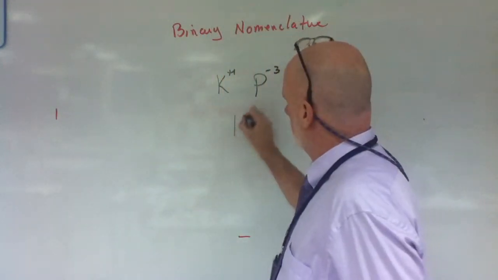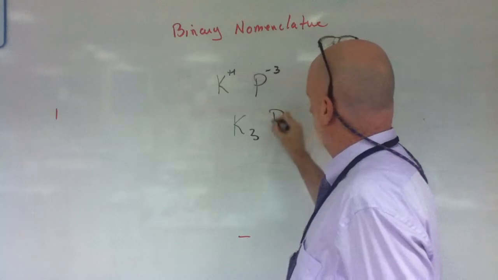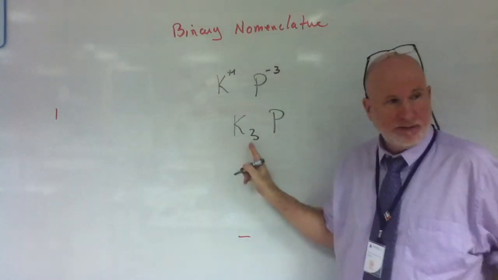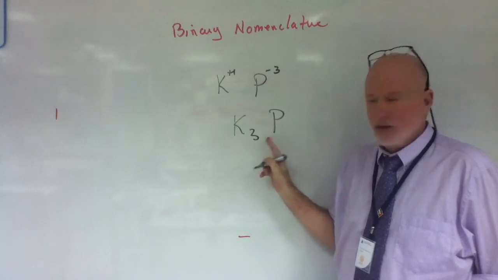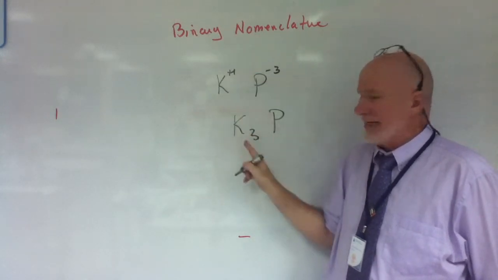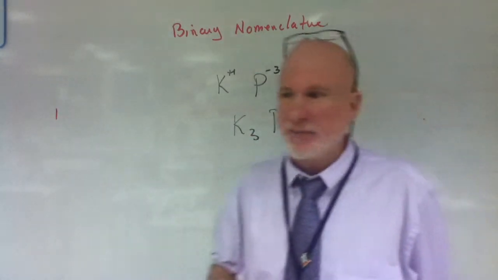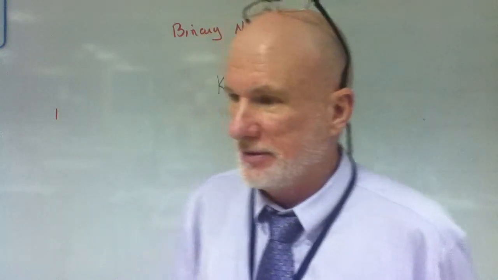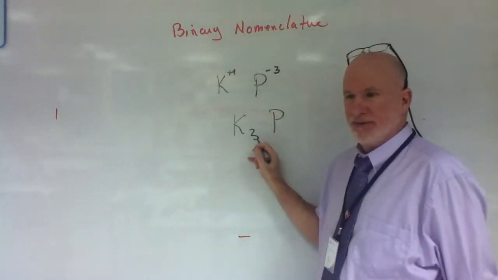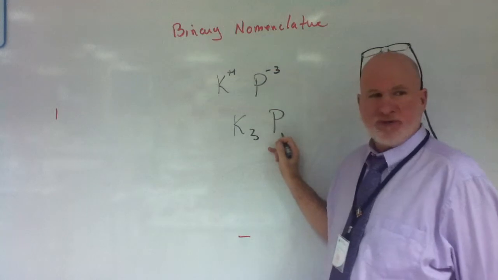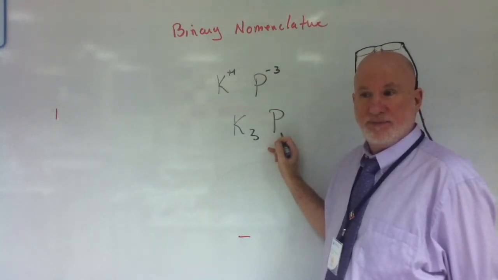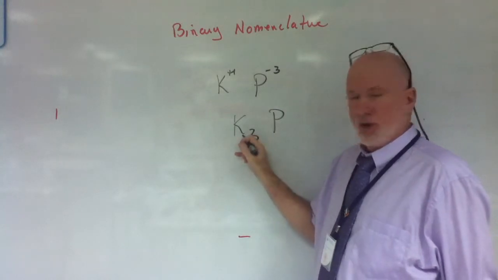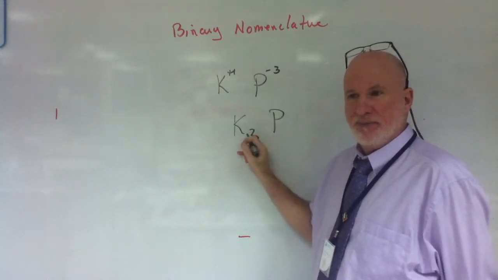Well, you need 3 potassiums and 1 phosphorus, don't you? So you indicate the number of each element by using a subscript. That's a subscript. What's the subscript for phosphorus understood to be? 1. That's right.